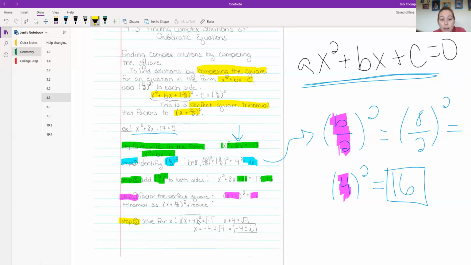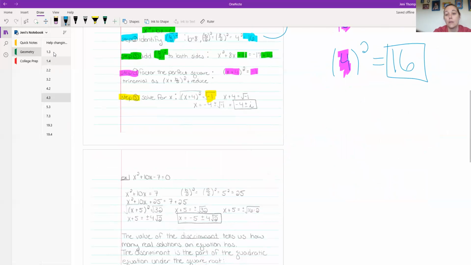Since we've got x plus 4 squared, we need to get rid of the squared, which means we take the square root of both sides. We've got the square root of negative 1, which we discovered in our last lesson. We know that the square root of negative 1 equals i. So x plus 4 equals the square root of negative 1.